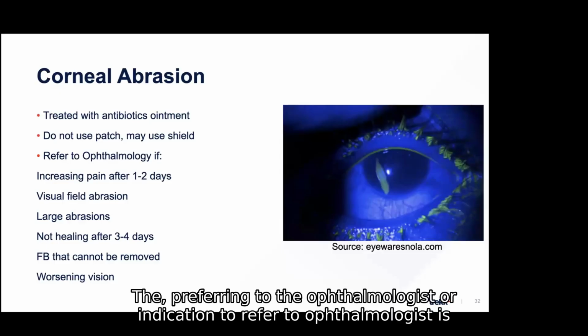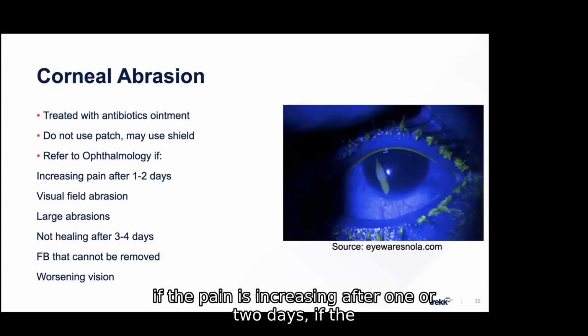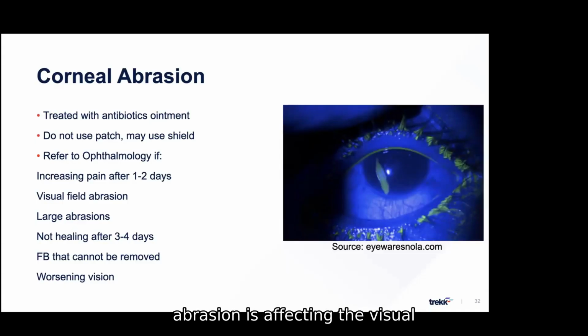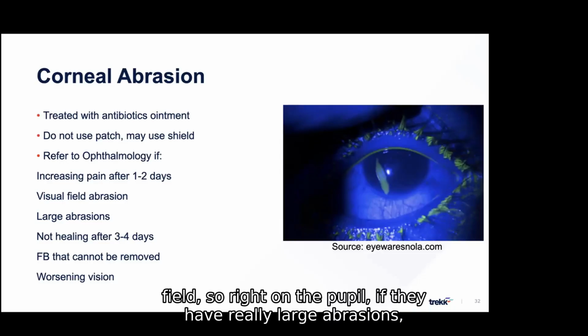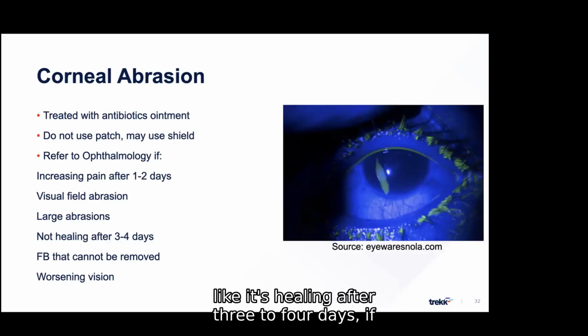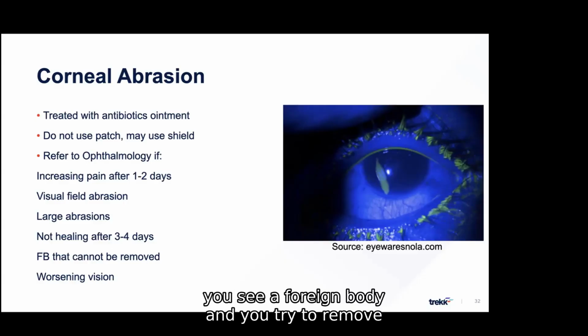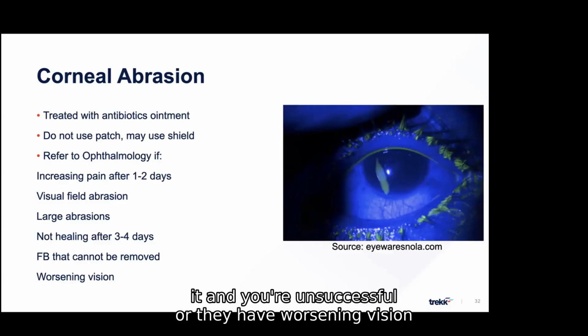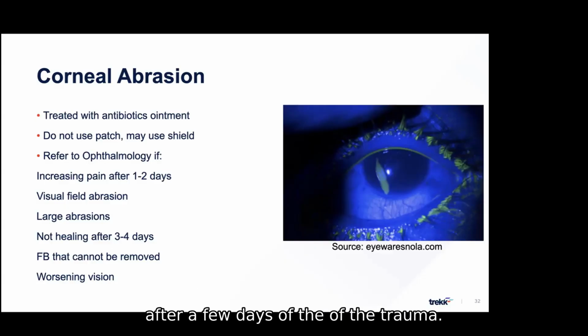The indications to refer to an ophthalmologist are if the pain is increasing after 1 or 2 days, if the abrasion is affecting the visual field, so right on the pupil, if they have really large abrasions, if it doesn't look like it's healing after 3 to 4 days, if you see a foreign body and you try to remove it and you're unsuccessful, or they have worsening vision after a few days of the trauma.